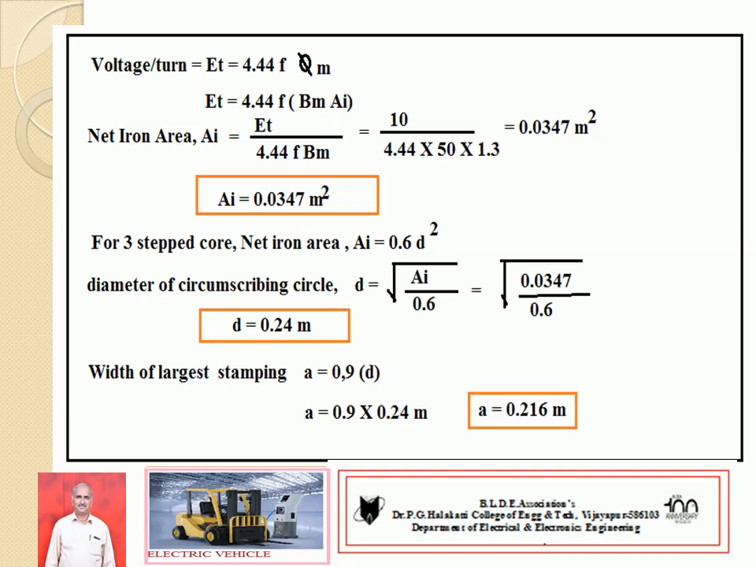Earlier I mentioned that we are using three-stepped core. You write the relation. For three-stepped core, net iron area is equal to 0.6 times D square. Hence, from the above expression, substitute the value and calculate the diameter of the circumscribing circle. So D equal to 0.24 meter. Width of largest stamping A equal to 0.9 times D. Hence A equal to 0.216 meters.